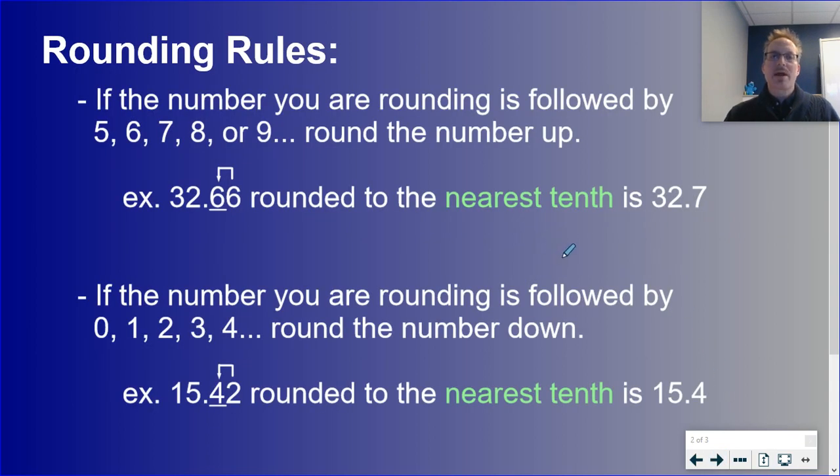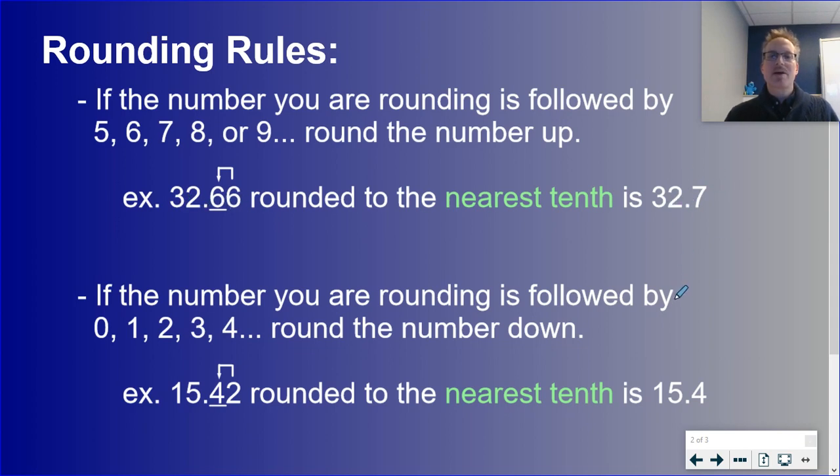Okay, so the rules for rounding. If the number you are rounding is followed by a 5 through 9, round the number up. So if I'm going to round 32.66 to the nearest 10th, what I like to do personally is underline the 10th position, and then look to the right-hand side. Because this number is 6, it's 5 or larger, so it's going to round this number up. So it's going to turn into 32.7, and I wrote it down here.